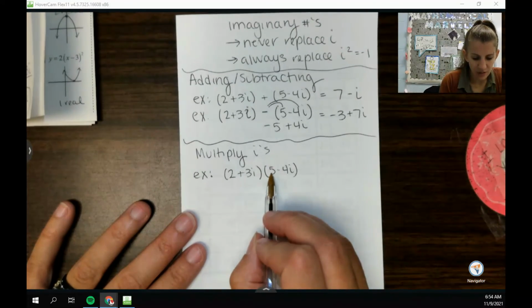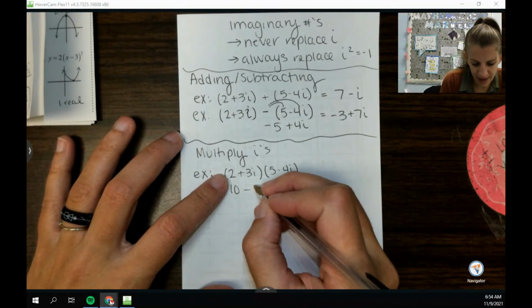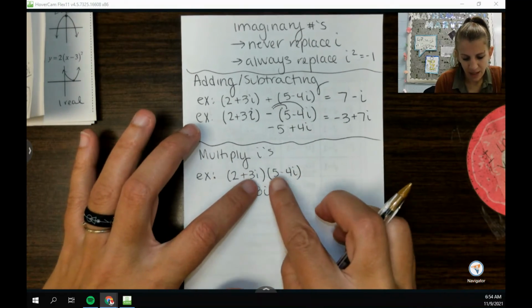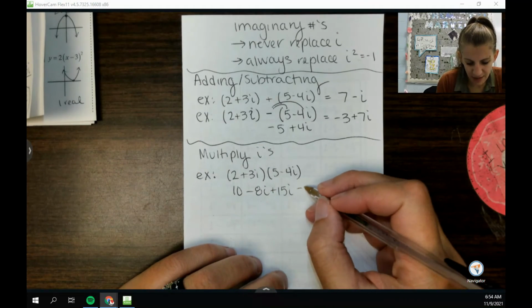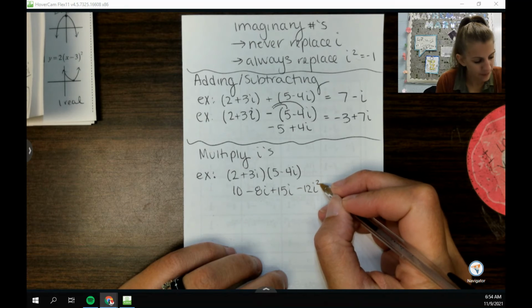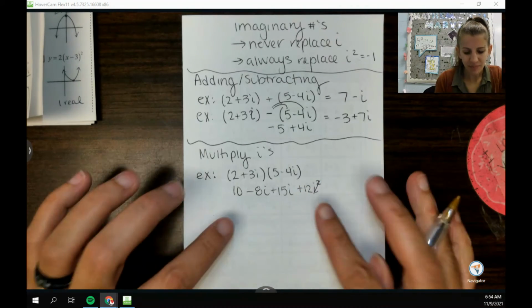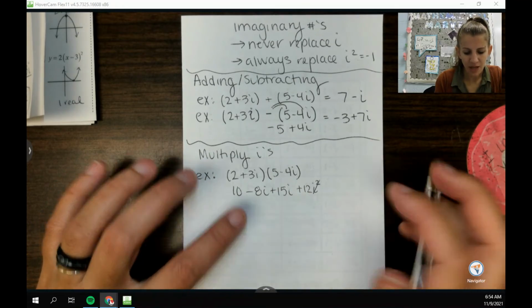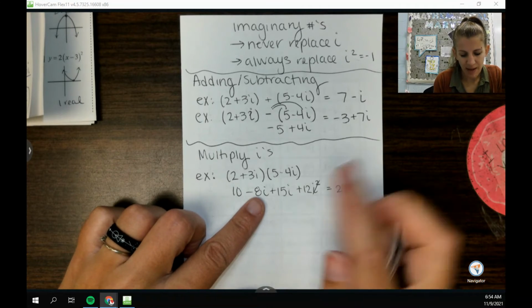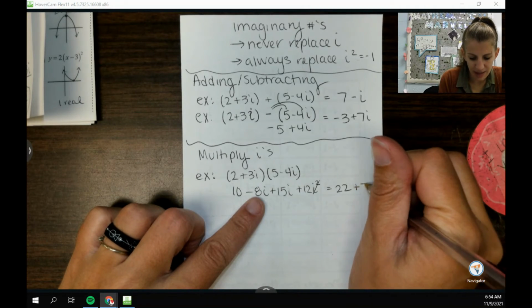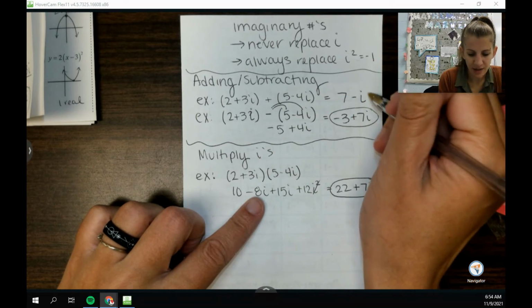So if we do first times first, we'll have 10. Outer, we'll have negative 8i. Inner, we'll have 15i. And last, we'll have negative 12i squared. So we replace that, change the sign. And then I do have 2 real parts, so we can simplify this to 22. And then I have some imaginary parts that I can combine, so plus 7i. And again, we always want real first, imaginary second.